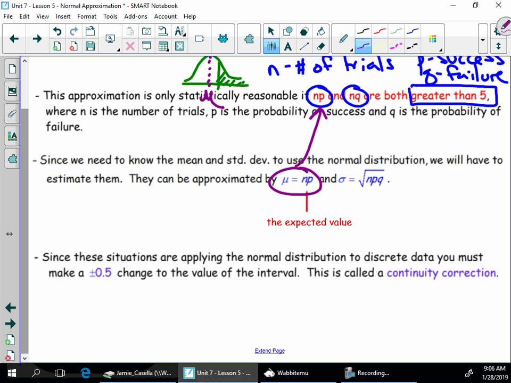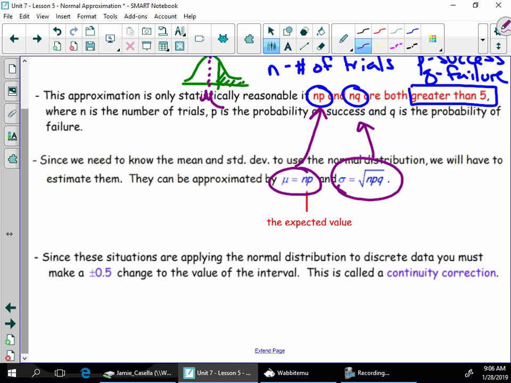And the standard deviation is the square root of n times p times q. Now we haven't calculated that. That's not this thing up here. It's something different. So we'll have to calculate that separately. So two sets of calculations: one to see if it's reasonable, one to actually start working with it.